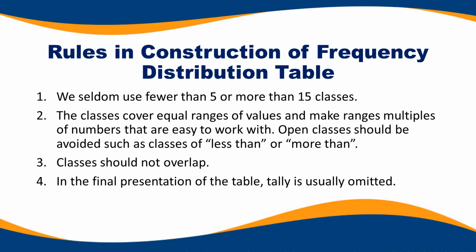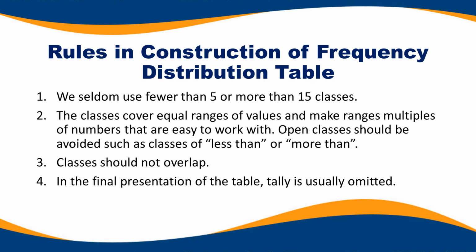So there are rules in the construction of a frequency table. We seldom use fewer than 5 or more than 15 classes. This means the number of classes, the class intervals, should not go below 5 and should not go above 15. Then the classes cover equal ranges of values, and make ranges multiples of numbers that are easy to work with. Open classes should be avoided, such as classes of less than or more than.